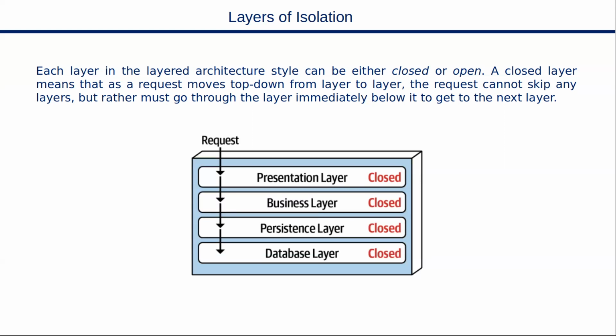So here we see the layers of isolation. Each layer in a layered architecture style can be either closed or open. They can have two states. And the question is, what should we do? How should it be designed?